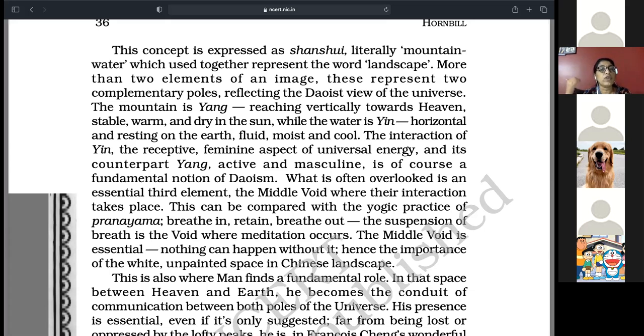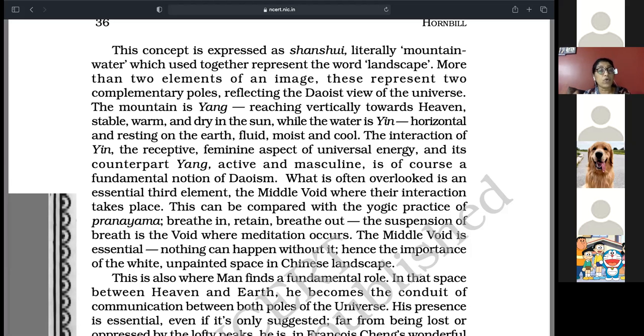Heaven is used for yang and the earth, जहाँ humans है, their interaction takes place. This can be compared with the yogic practice of pranayam, breathe in, retain, breathe out. The suspension of breath is the void where meditation occurs. जब आप अंदर ले रहे हो और बाहर छोड़ रहे हो, उसके बीच का जो एक्शन है, that is void.